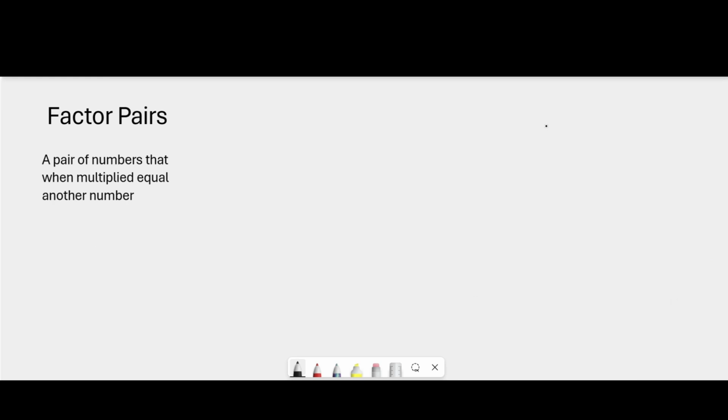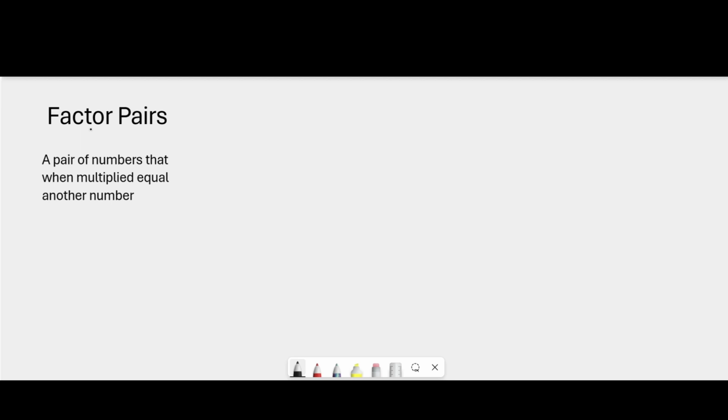Alright, so this video is going to be covering two topics, factor pairs and multiples. Both of these are the base of algebra for a lot of the things you're going to do in pre-algebra and Algebra 1, Algebra 2. So it's important that you understand what these are.